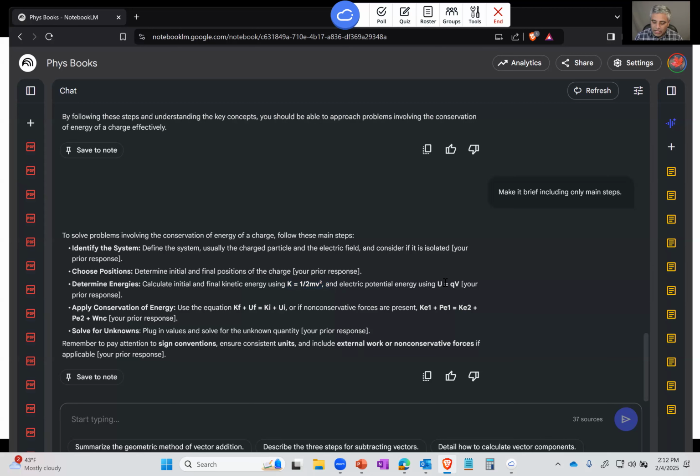And potential energy is the product of charge times the potential. And apply conservation of energy, and it even tells you what the conservation of energy equation is. That is final kinetic energy plus final potential energy is equal to initial kinetic energy plus initial potential energy. If there is some non-conservative force present, then you need to include that. That's going to give us change in kinetic energy plus change in potential energy is equal to the non-conservative force. In this case, we don't have a non-conservative force.